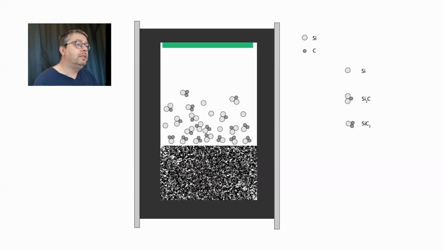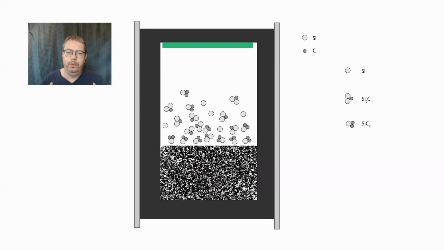PVT stands for physical vapor transport. So the schematic is a container. On the bottom, you have the silicon carbide powder, which acts as a source. And then you heat this up, and you have different species, silicon, 2 silicon, 1 carbon, 2 carbon, 1 silicon, which are formed. And when you have the seed at a lower temperature than the source, the vapor species are diffusing towards the seed, and the crystal is growing.